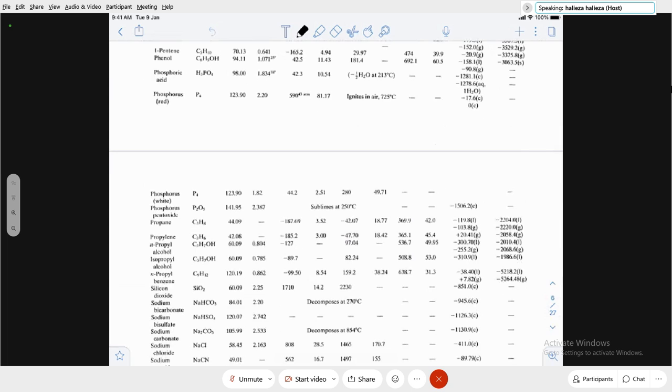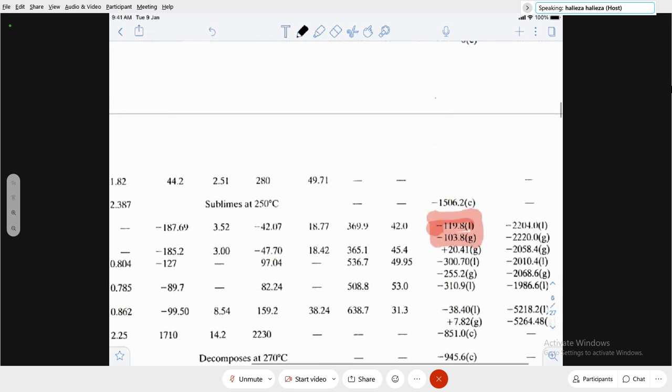So propane is here. This is propane. Okay, so your heat of formation is this column. The only thing is, is it liquid or is it gas? In our example, the propane is in the gas phase. So since it is in the gas phase, this is your heat of formation for the gas: minus 103.8 kilojoules per mole.